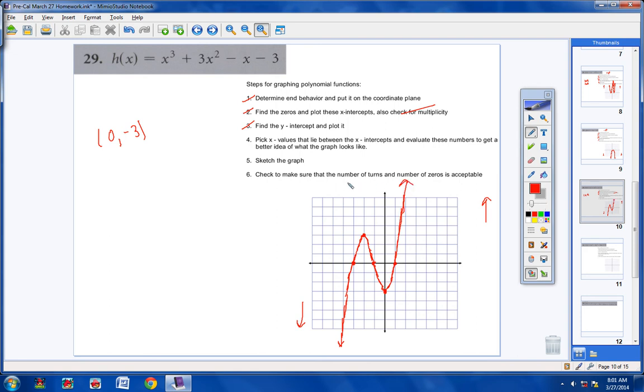Not too difficult. Let's check everything real quick. Number of turns is 2. That's the maximum number I could have. Maximum number of zeros is 3, and I had 3 zeros. So we're looking pretty good.